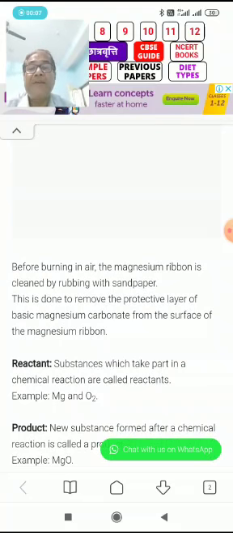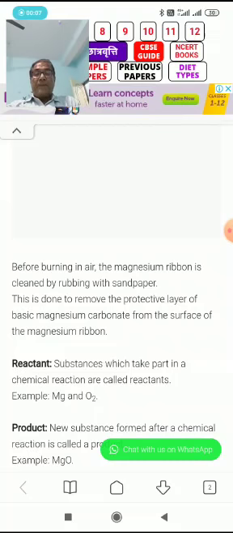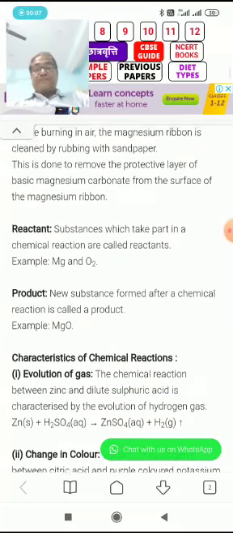Before burning the magnesium ribbon, it is necessary to rub it with sandpaper. Why? Because when magnesium ribbon is kept in the open, a protective layer of basic magnesium carbonate is formed over the surface of magnesium. So before burning, it is necessary to rub it with sandpaper.